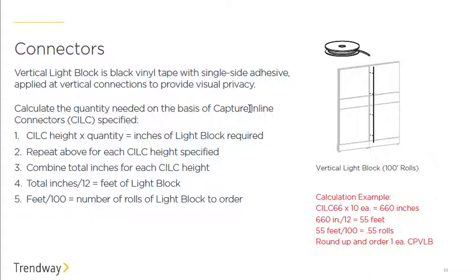Basically it's taking the actual straight connectors themselves, multiplying the quantity of them times the height of those connectors. So in this instance on the far right in red, we're showing that there are 66-inch high straight connectors, and we're saying there were 10 of them, so that equals a total of 660 inches. If you take that 660 inches and divide it by 12, that'll give you the feet, so it's 55 feet. And if you take that again and divide by 100, it's going to tell us approximately how many rolls of these we need to order. So 0.55 rolls, we would need to round up to 1. Therefore, we would need to order 1 total package of the CPV LBs.